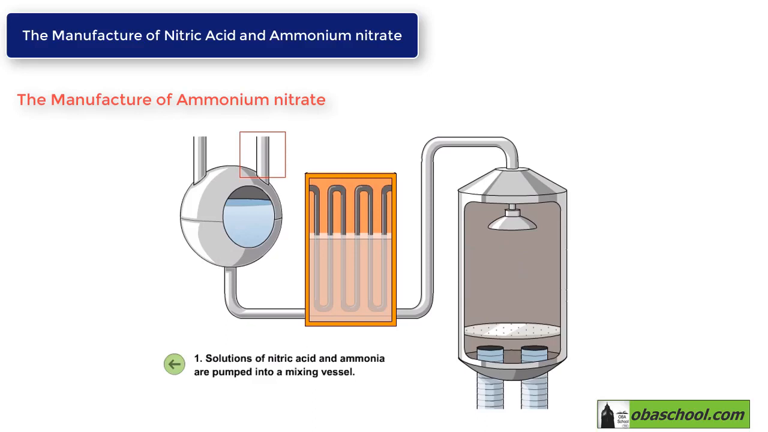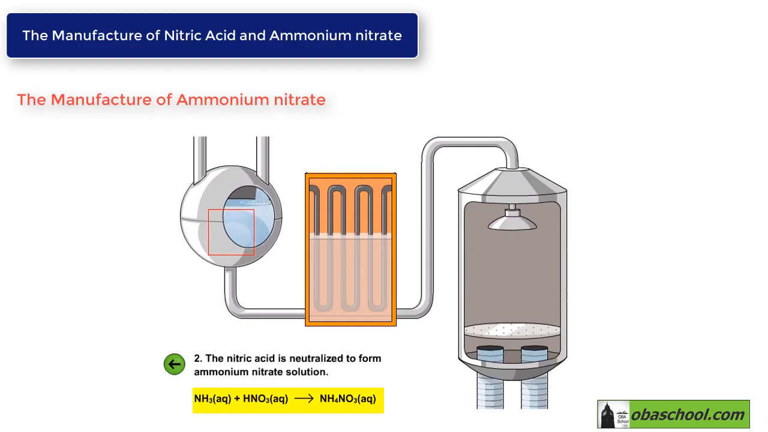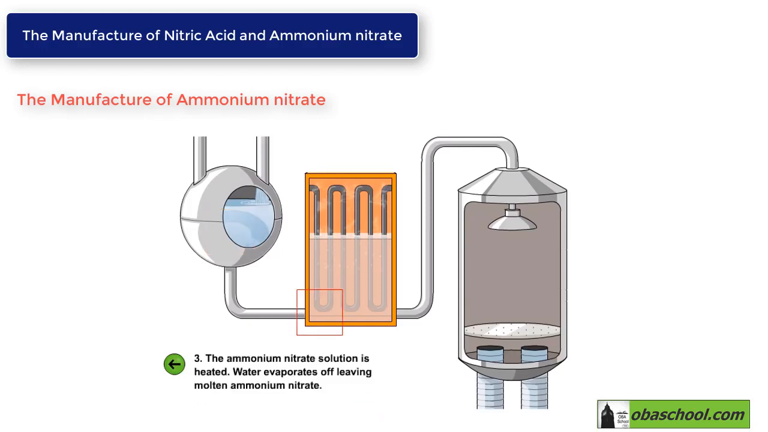This is how the process occurs. So solutions of nitric acid and ammonia are pumped into a mixing vessel. We got the nitric acid from the process we saw earlier in the video, and the ammonia can be manufactured by the Haber process. The nitric acid is neutralized to form ammonium nitrate solution according to this equation. NH₃ aqueous, the ammonia, plus HNO₃ aqueous, which is the nitric acid, gives a salt, which is ammonium nitrate, which is aqueous. This is not the end of the process.